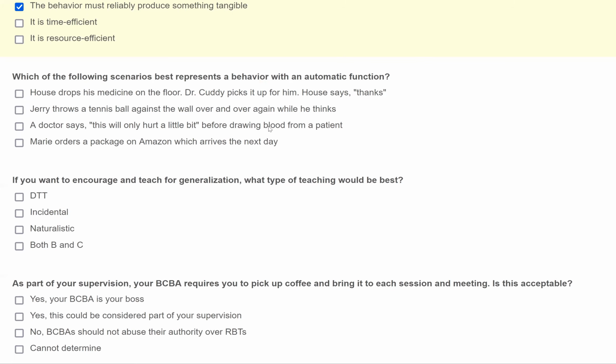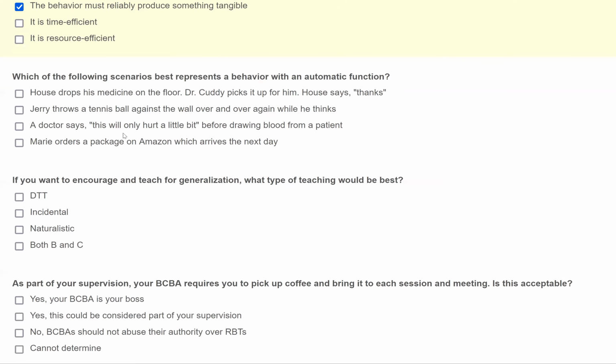B, Jerry throws a tennis ball against a wall over and over again while he thinks. Who else is involved in this scenario? No one. Throwing the tennis ball against a wall over and over again is automatic, right? It's self-stimulatory in a way, it's sensory in a way. This is a great example of a behavior that is automatically functioning. Doesn't involve anybody else, and yet it's maintained through reinforcement of this ball going against a wall over and over again, and Jerry catching it over and over again.